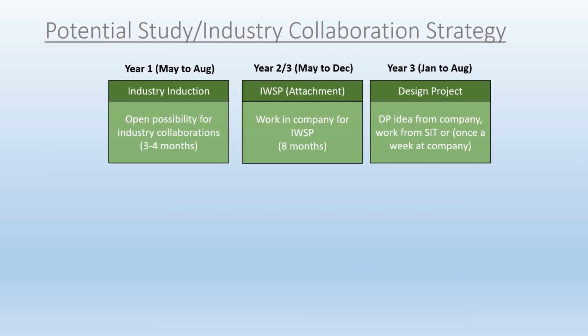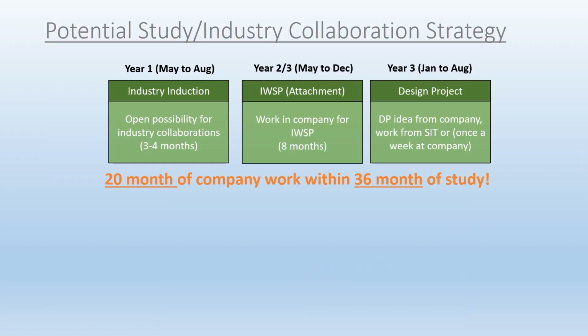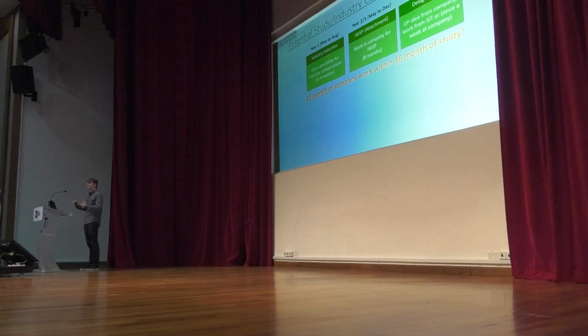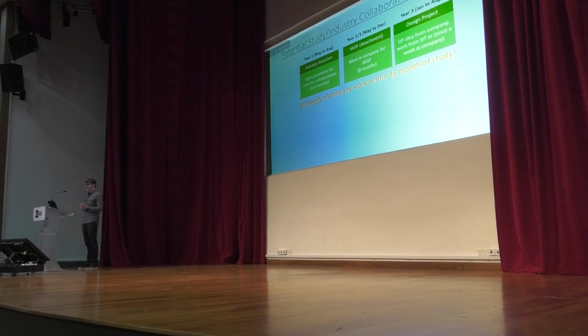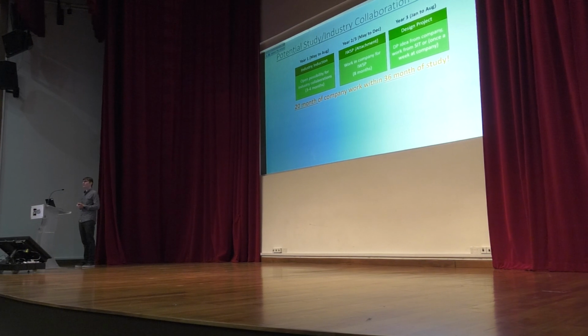Here, for instance, they might start their industry journey with an industry induction in year 1, already 3 to 4 months, then stay with the same company during their IWSP in year 2 and year 3, and then decide to continue with their design project, still being supported by the same industry. So basically, out of 36 months of studying, 20 months the student had a form of student-industry collaboration, so more than half of the time.